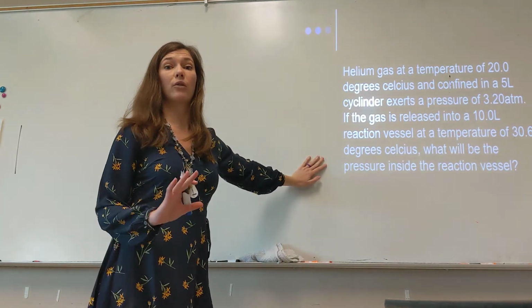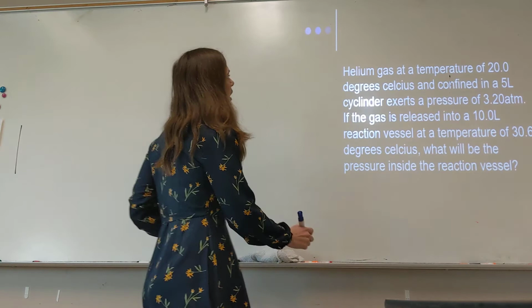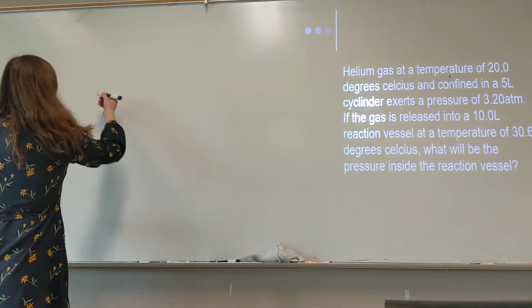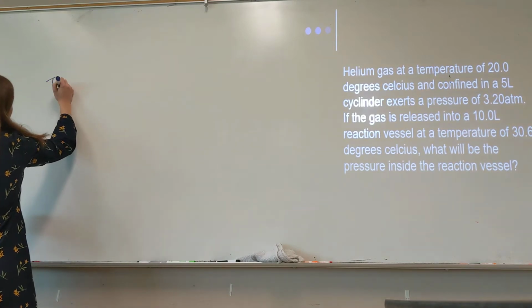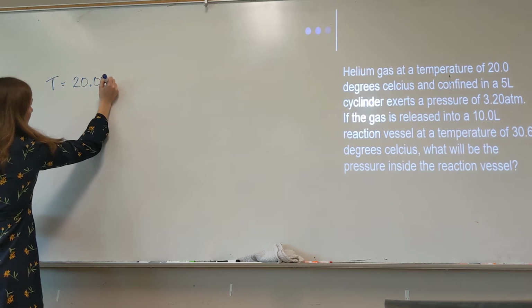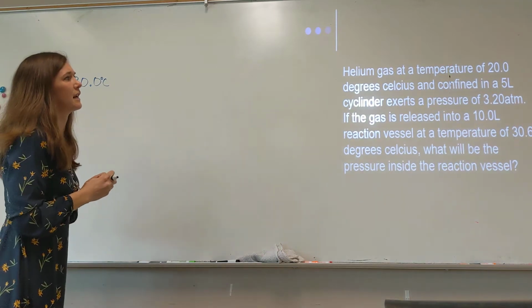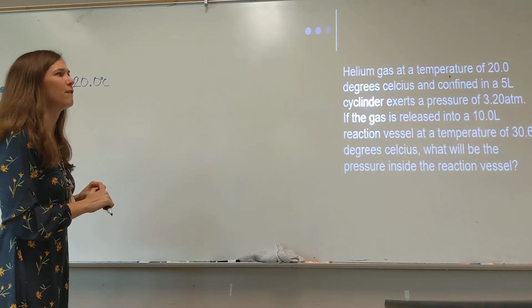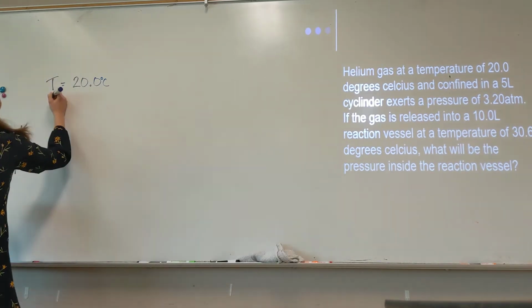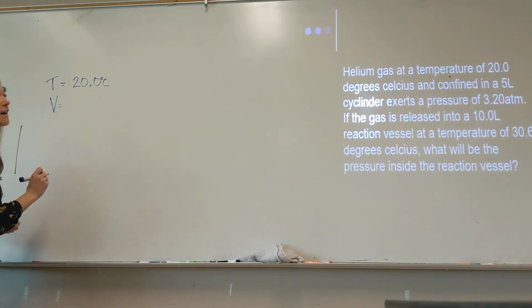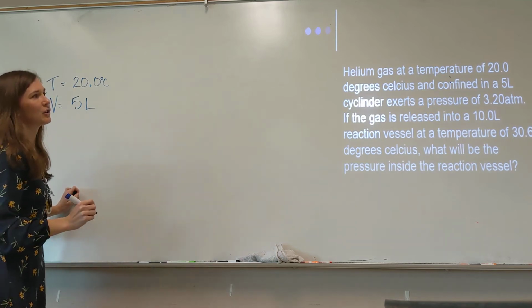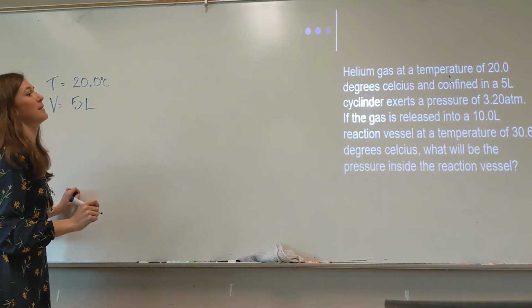I'm going to go ahead and write down all of my variables. So what does it give me first? It says 20 degrees Celsius. So Celsius is a temperature. Then it says confined in a 5-liter cylinder. So I spelled cylinder wrong. And 5 liters is a volume. Exerts a pressure of 3.2 atmospheres.